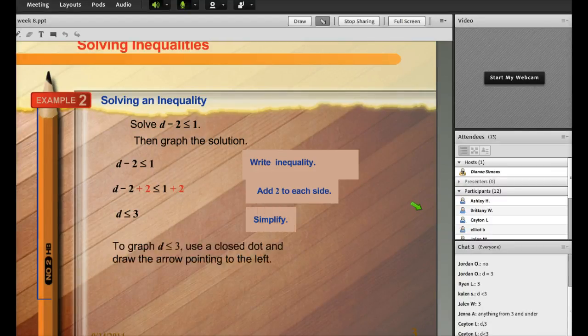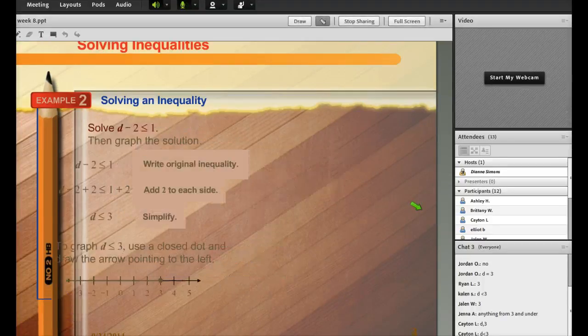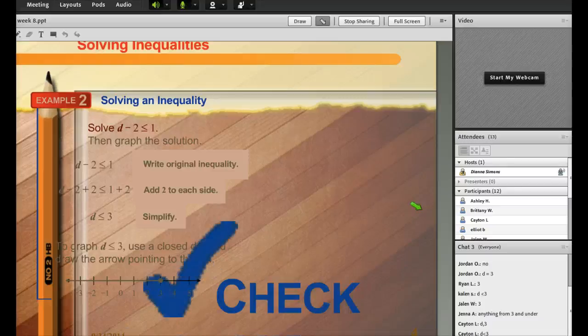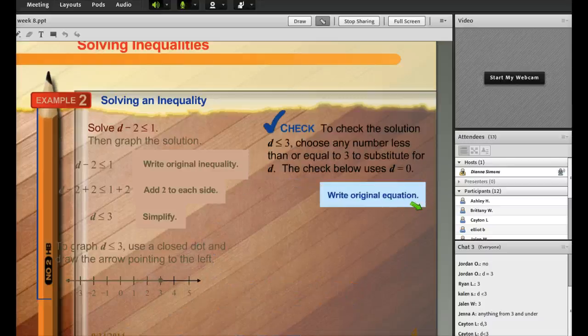All right, now we're going to graph. This one says to use a closed dot. Does everyone agree? Which way? Oh, it already tells us. Never mind. And we're going to the left. Check your answers. Put a number that is on that line in there to see if it works.